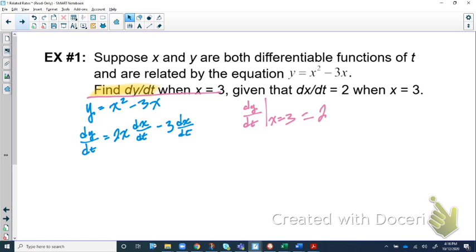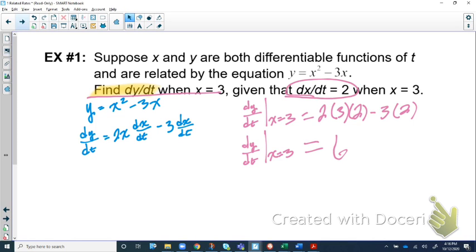So I have 2 times x, where x is equal to 3, so I substitute a 3 for the x. And it also gives me dx/dt is 2 when x is equal to 3. So the dx/dt, I'm going to replace that with a 2 here. And I'm going to say minus 3, and the dx/dt again gets replaced with a 2. So what we're looking for, the derivative of y with respect to time when x is equal to 3, is 6.